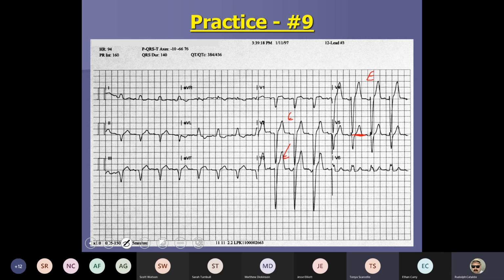So what part of the heart would that be? That'd be the lateral. What part? Or anterior. There you go. Perfect.